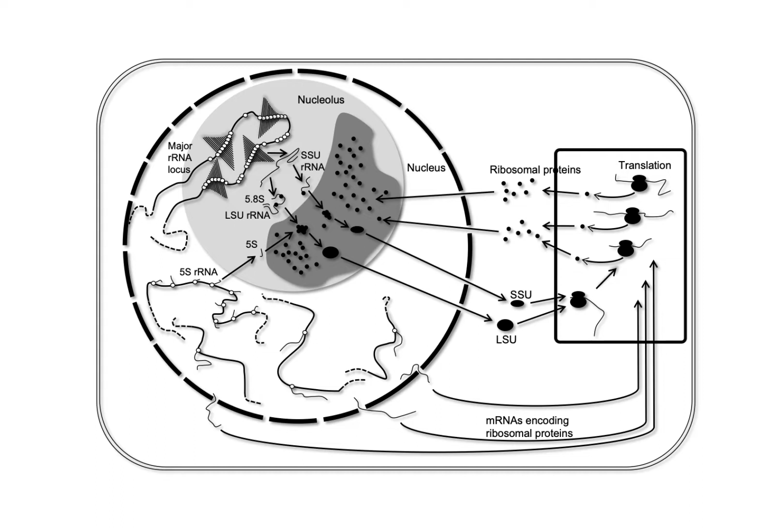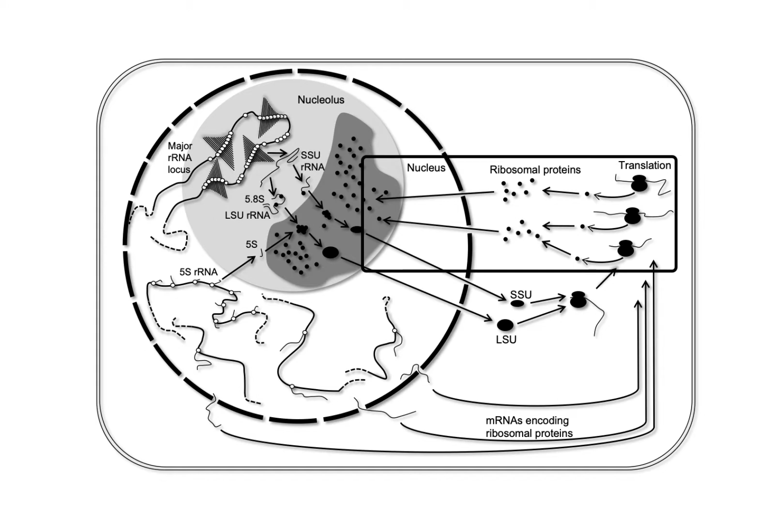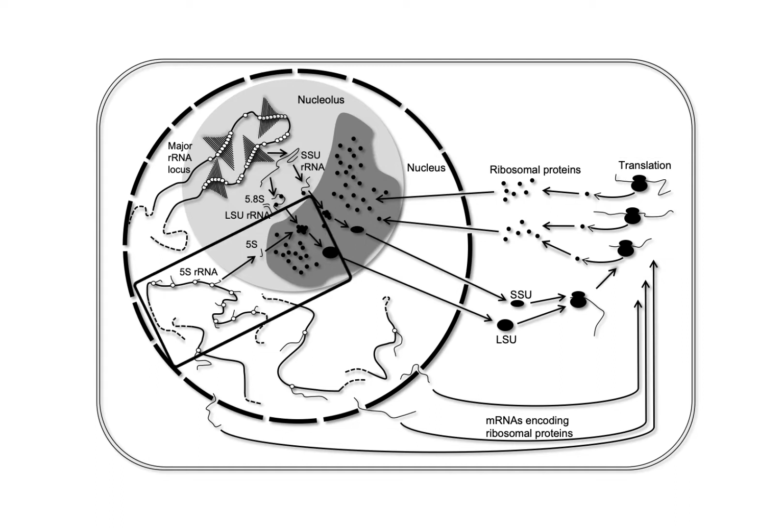And those proteins, which are needed for the ribosomes, are translated out here in the cytosol, and they are then transported into the nucleus and into the nucleolar region to assemble into the ribosomes. The 5S ribosomal RNAs are actually transcribed in the nucleus in other locations, not in the nucleolus, and then they're shipped over into the nucleolus for assembly into the large ribosomal subunit.